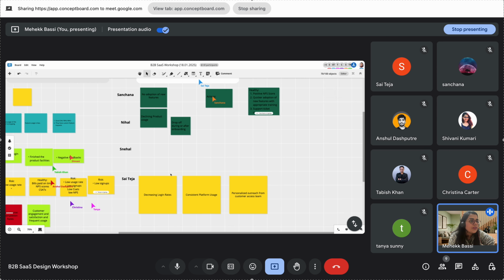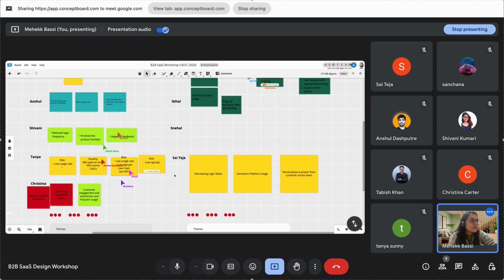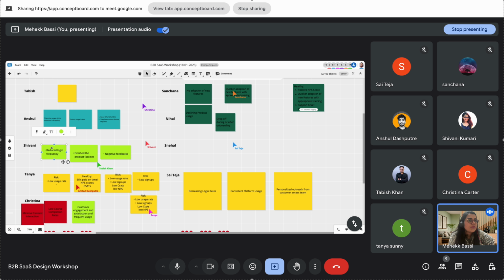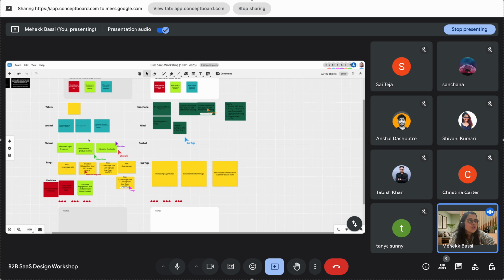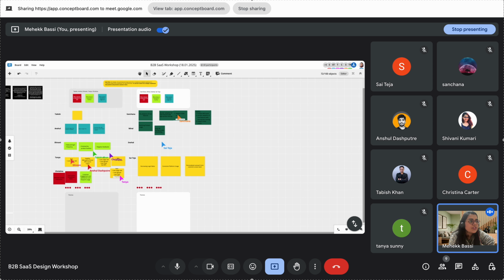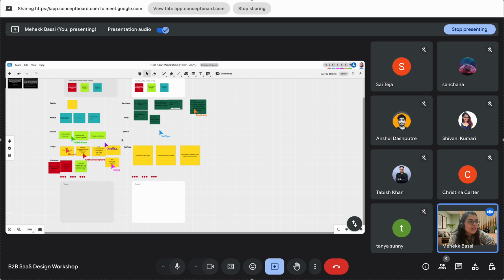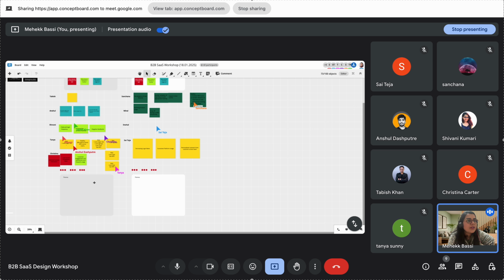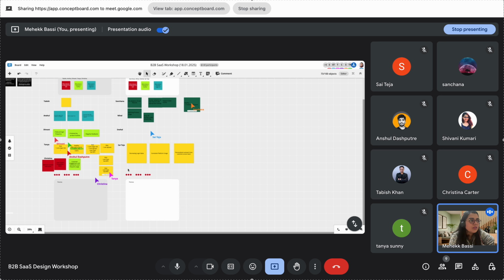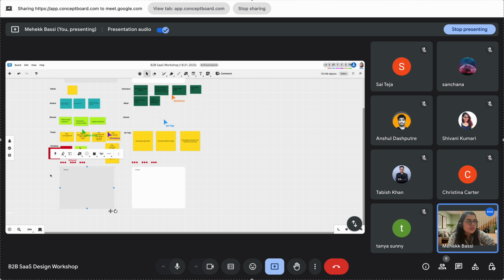yeah, so one of them is like reduced, decreased login rates, something that I think Sai Teja has also written here. And Shivani from the other team, she has also mentioned the same thing. But unfortunately, you're in different teams, so you can't form a theme here. But yeah, that is what I mean. If you have similar or exactly same ideas, just group them together in this section underneath where we have themes.